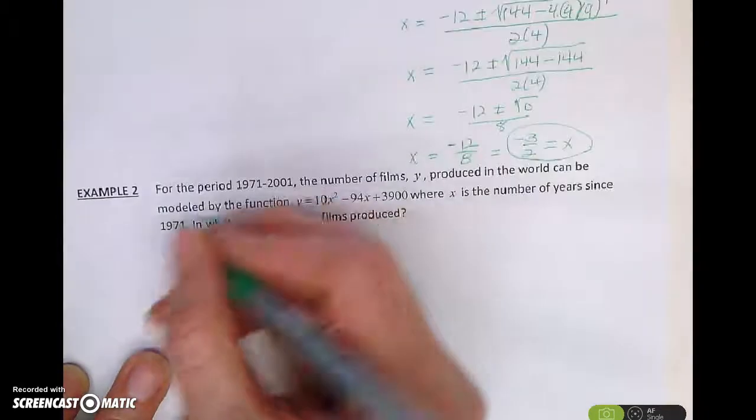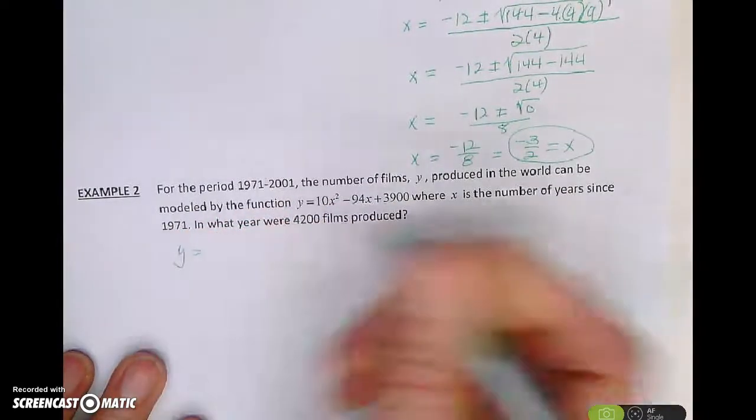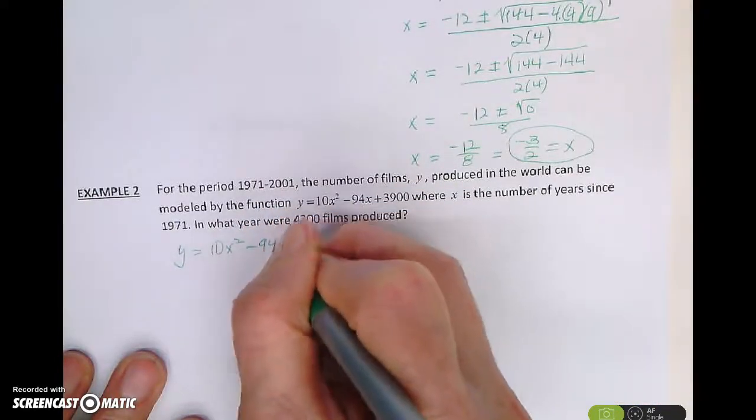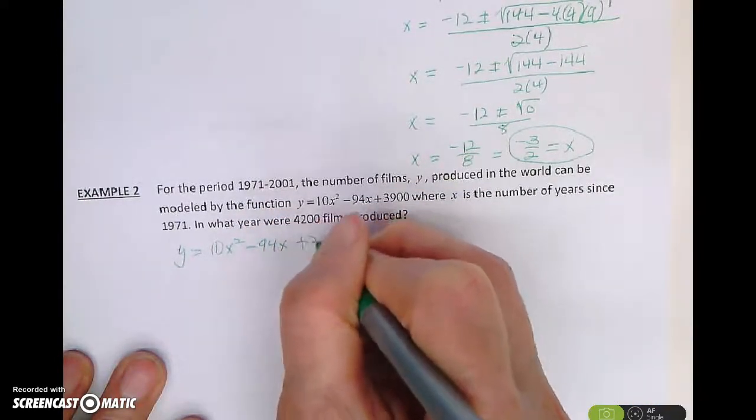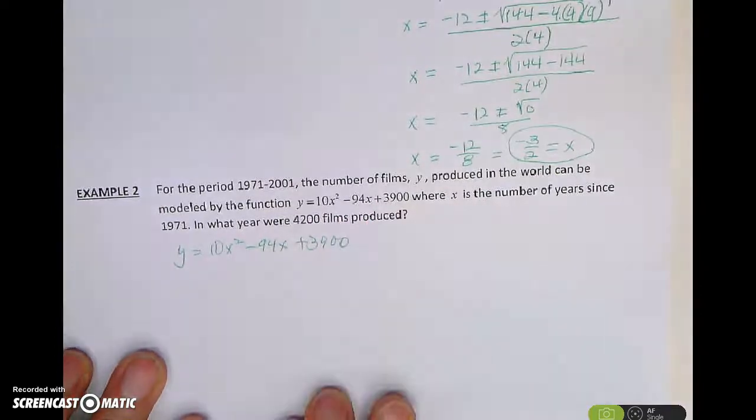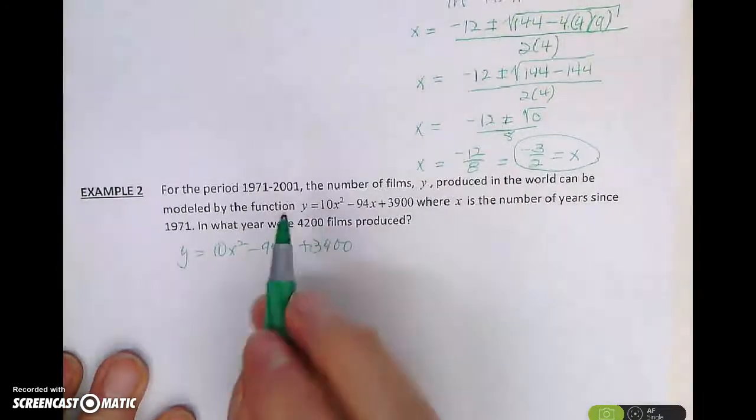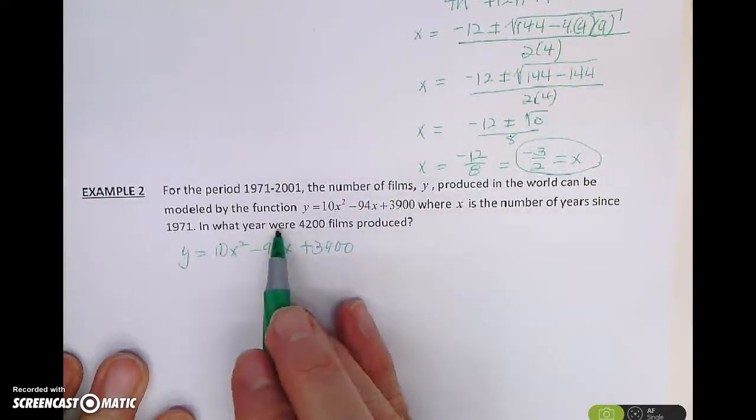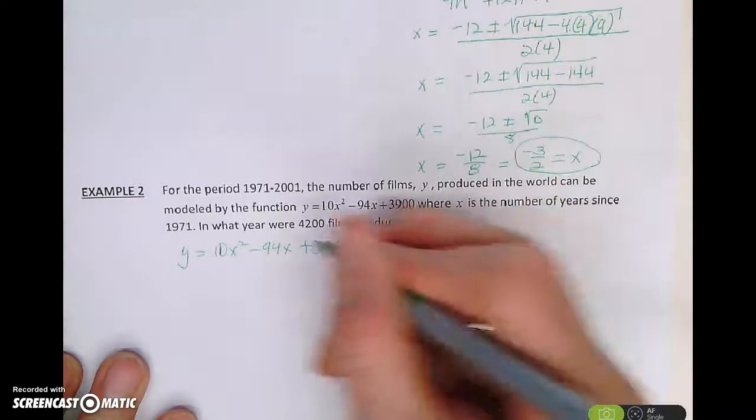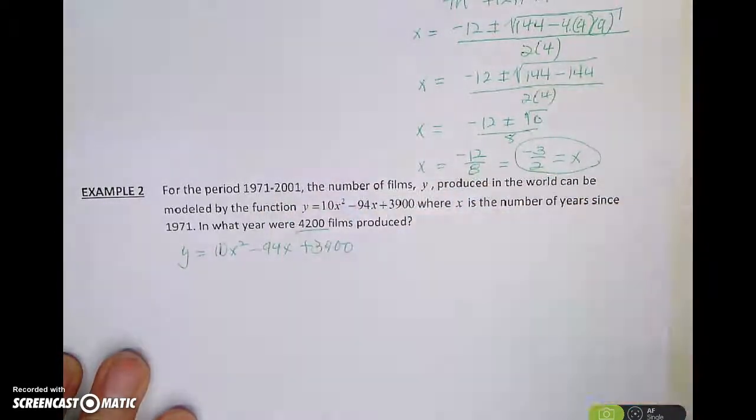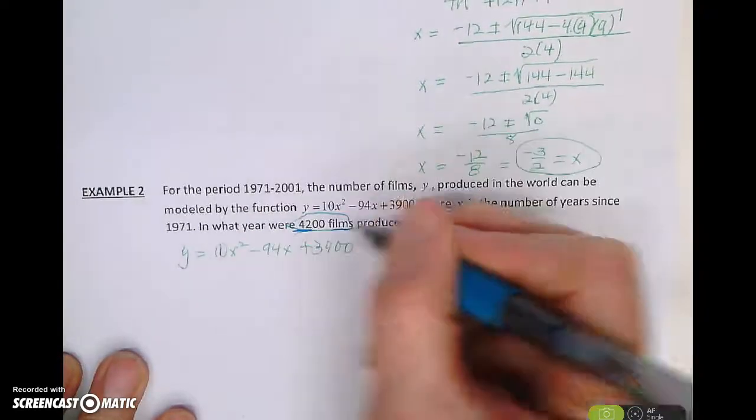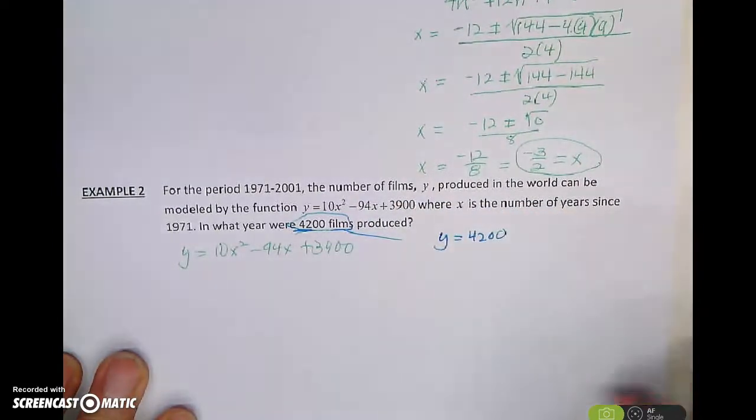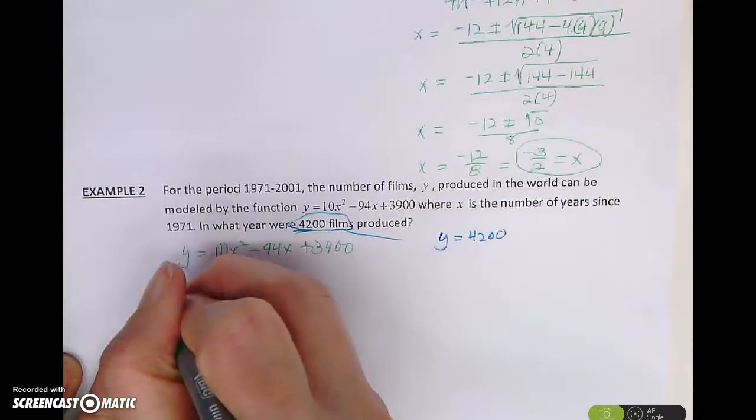So we have this equation, this formula, y is equal to 10x squared minus 94x plus 3900. And we know that y represents the number of films. So here we have 4,200 films. So I'll underline this. So that means that y is going to be equal to 4,200. So we'll put a 4,200 in here.